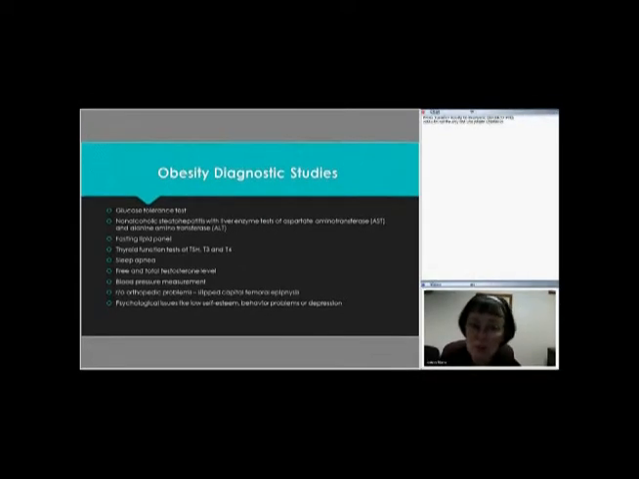You want to do a free and total testosterone level. Make sure that you measure their blood pressure. And you want to rule out orthopedic problems like that slipped capital femoral epiphysis. And then, because they're obese, that goes against their psychological well-being. And some of these children have low self-esteem, behavior problems, or depression.